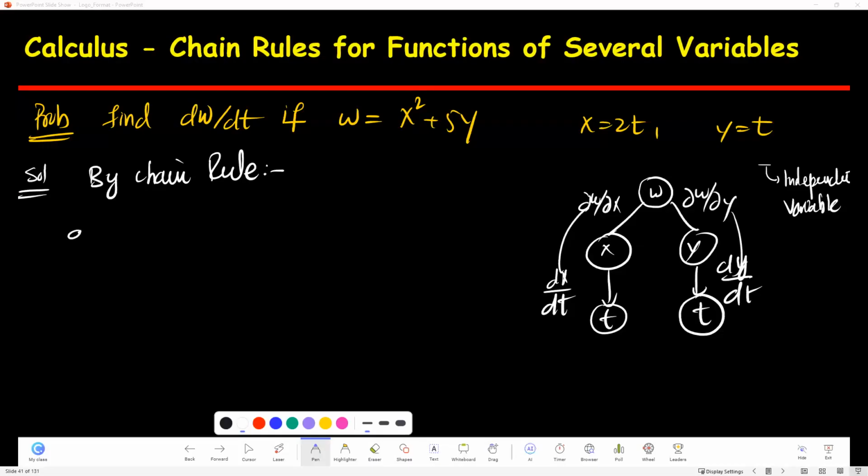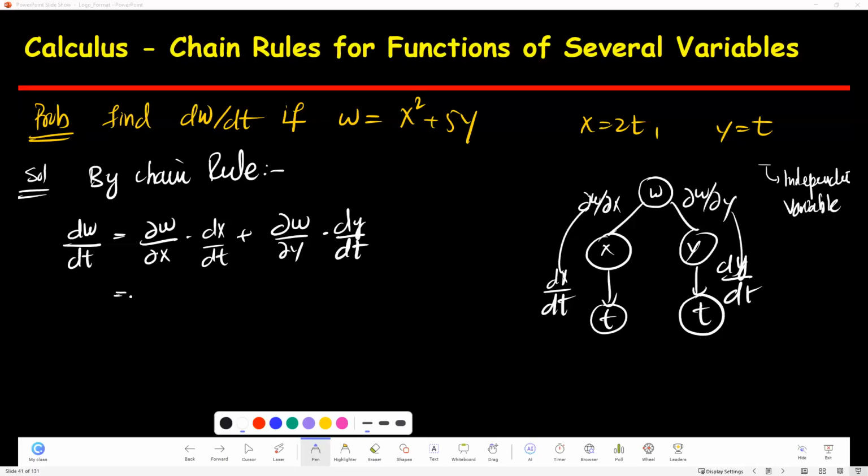I'm going to be writing dw over dt should be equal to the partial derivative of w with respect to x dot the derivative of x with respect to t, plus the partial derivative of w with respect to y dot dy over dt. Okay. Now everything is pretty much given. All I can do is just substitute.